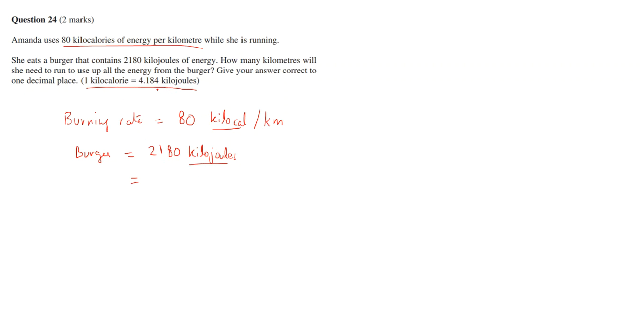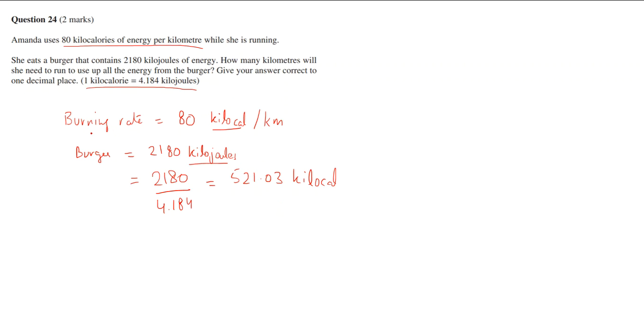So if 1 kilocalorie has 4.184 kilojoules, then 2,180 kilojoules will have a smaller number, because 1 kilocalorie has 4 times as many kilojoules. So we divide this by 4.184. That will give us 521.03 kilocalories. So she has taken a burger which has these many kilocalories.